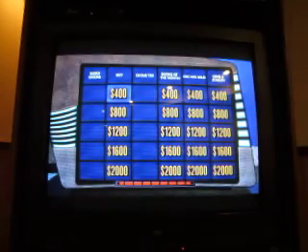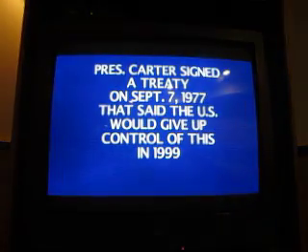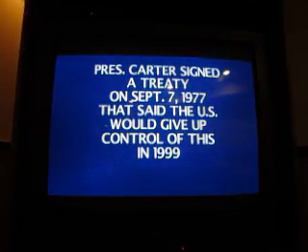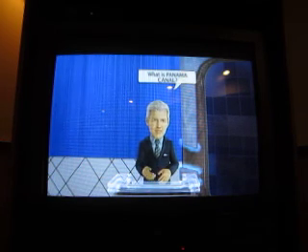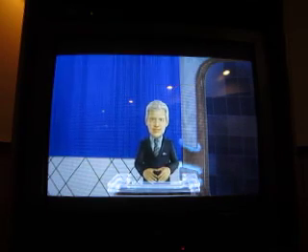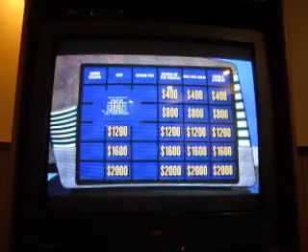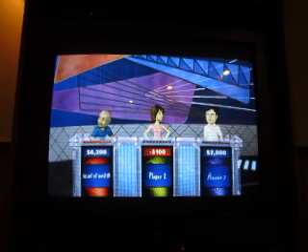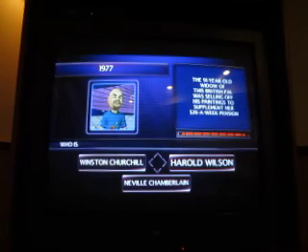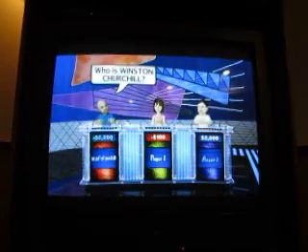Player three, you start. 1977 for 400. President Carter signed a treaty on September 7th, 1977 that said the United States would give up control of this in 1999. Here's the correct response. The Panama Canal. Player three, pick again. The 91-year-old widow of this British Prime Minister was selling off his paintings to supplement her $26 a week pension. Okay, player one. Who is Winston Churchill? That's right, way to go.